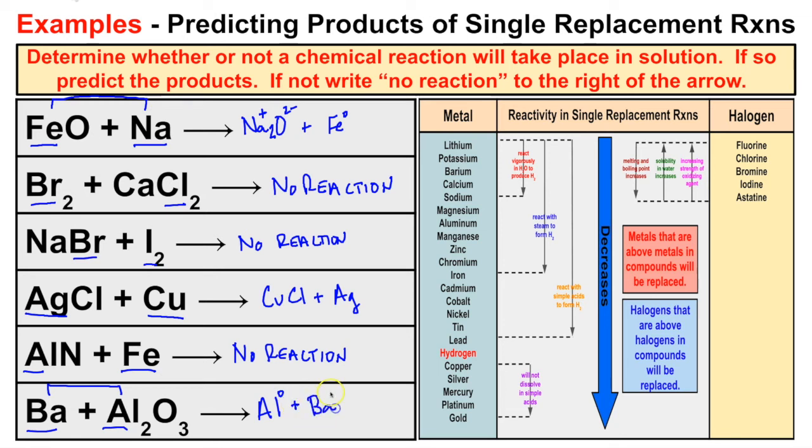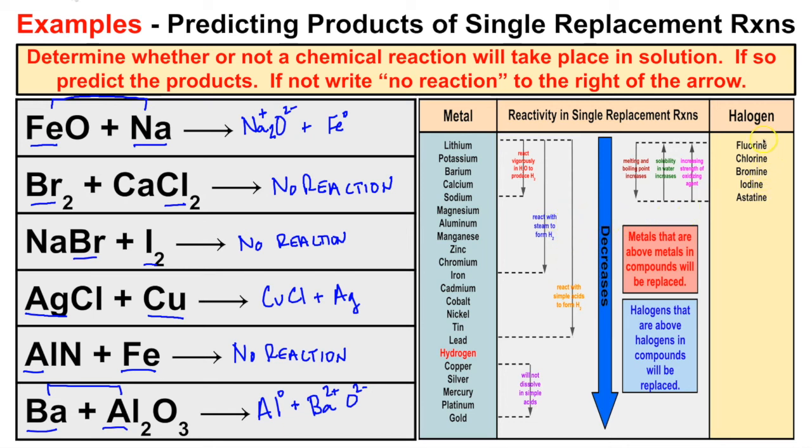Now we know barium is a 2+ charge, we know oxide is a 2- charge, so these two charges are going to add up to 0, and we don't need to include any subscripts in our chemical formula. Alright, so yeah, barium reacting with aluminum oxide is going to produce aluminum and barium oxide. Alright, so that's how we can start to predict the products of single replacement reactions using our reactivity series.